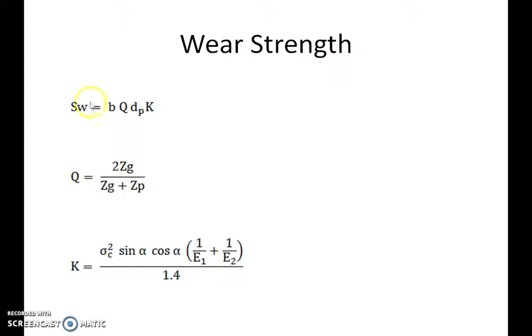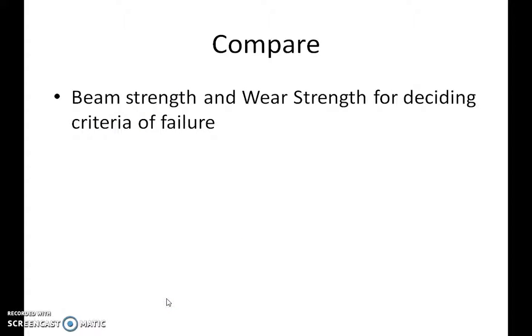The wear strength equation is given by Sw equals b Q dp K, where b is the face width, as already mentioned, dp is the pitch circle diameter, and Q is 2Zg upon Zg plus Zp, and K is given as sigma_c square sin alpha cos alpha (1 upon E1 plus 1 upon E2) upon 1.4. Using these equations of beam strength and wear strength, we can find out the beam strength and wear strength. We need to compare these two, Sb and Sw, in order to decide what the criterion of failure is.